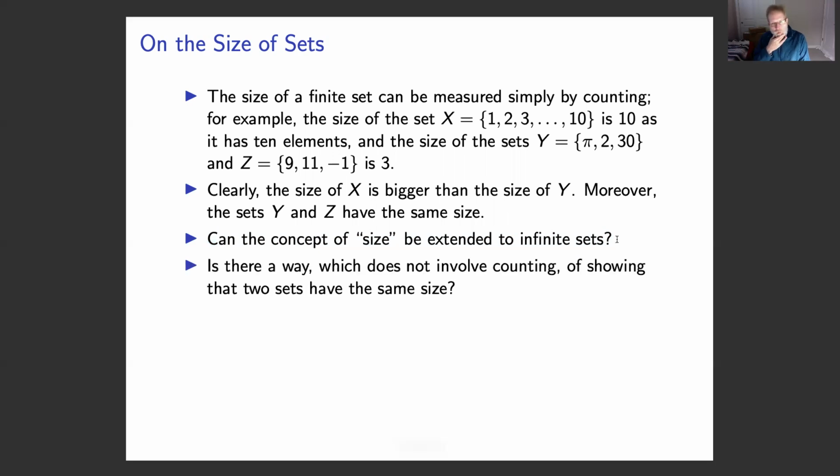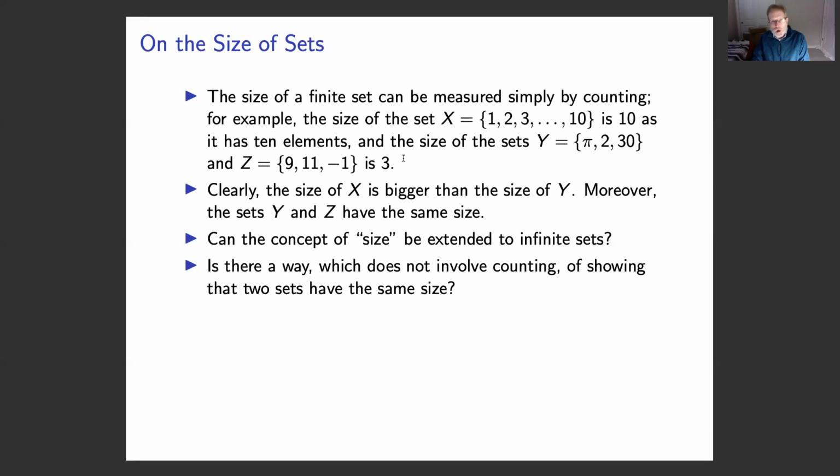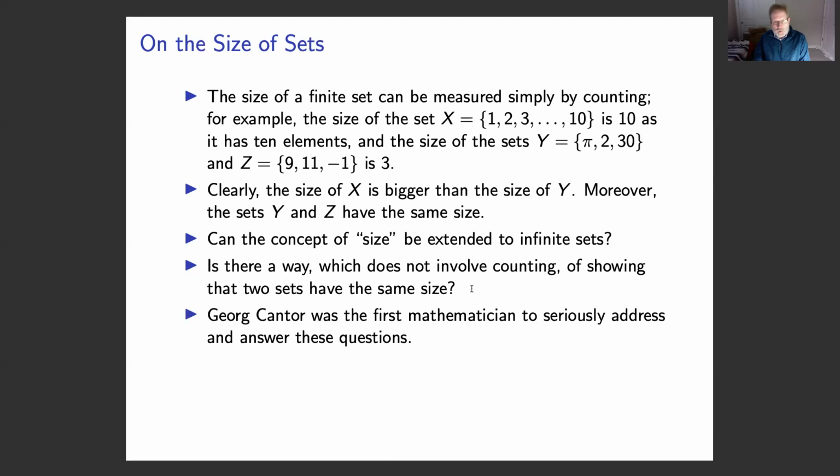Is there a way, which does not involve counting, of showing that two sets have the same size? Above here, we can decide that the set Y and the set Z have the same size just by counting the elements. But for infinite sets, you really can't count the elements. There are not enough numbers to count the elements. So is there another way, which doesn't involve counting, of showing that two sets have the same size? That's what we're going to explore now. Cantor was the first mathematician to seriously address and answer these questions.